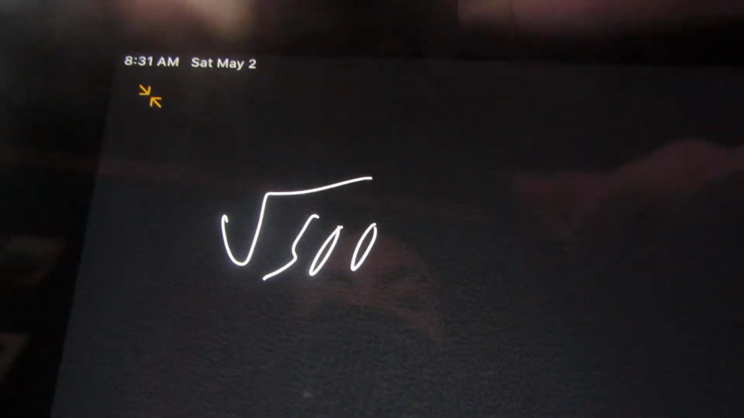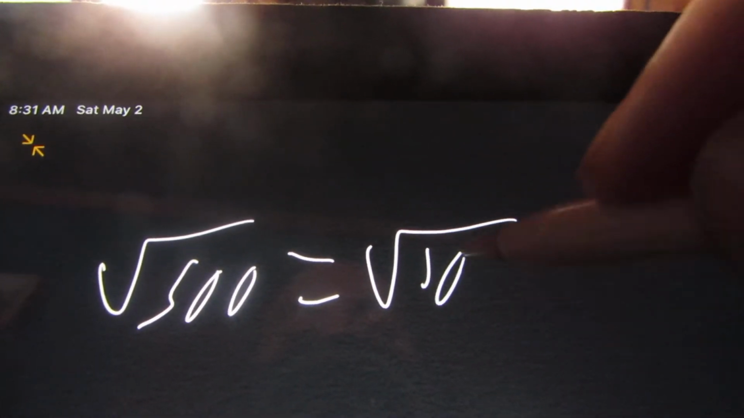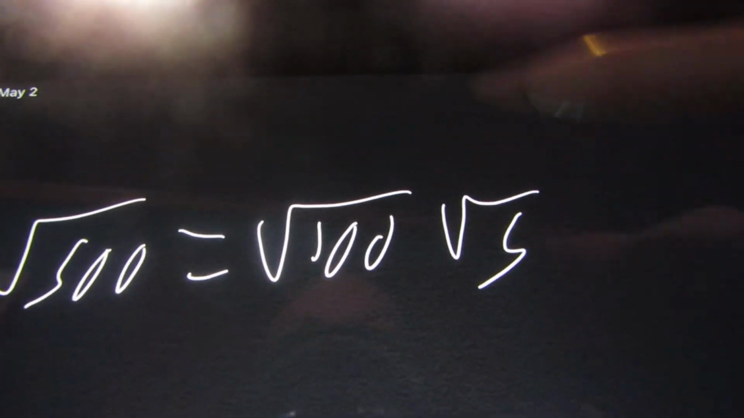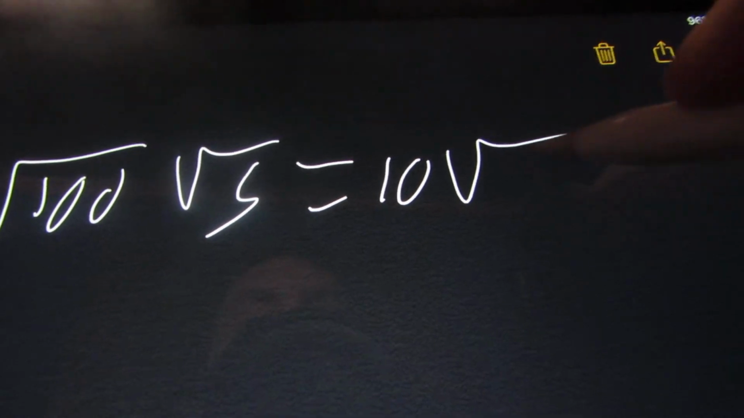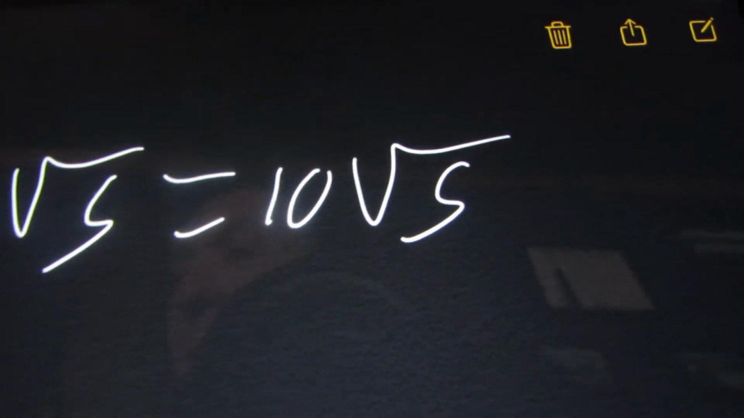Okay, so let's do a bigger number. Say we have the square root of 500. 100 will go into 500 5 times, so we can say the square root of 100 times the square root of 5. We can take the square root of 100, which is 10, and we're left with the square root of 5.